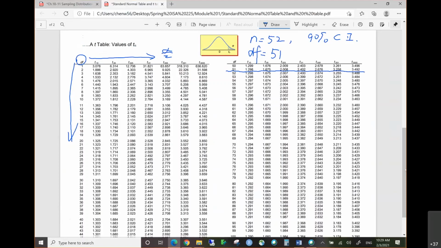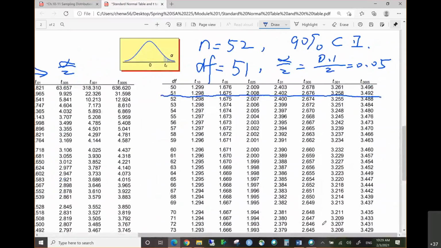All right, combine with alpha over 2. We say alpha is 100% minus 90%, which is 10%, right? So which is 0.1 divided by 2, which is 0.05. So we just look for T of 0.05, so we'll be here. So combined together, that means this 1.675 will be your T star. Got it? All right, so now let me change a little bit.